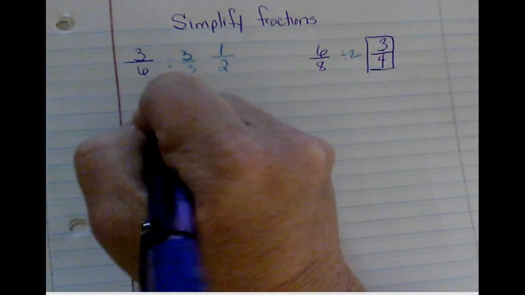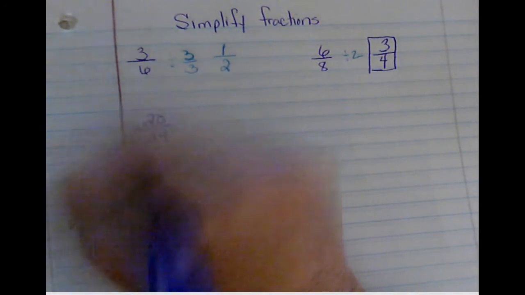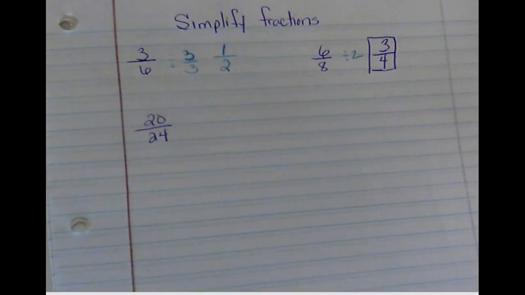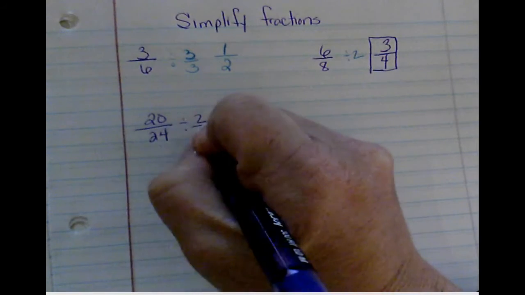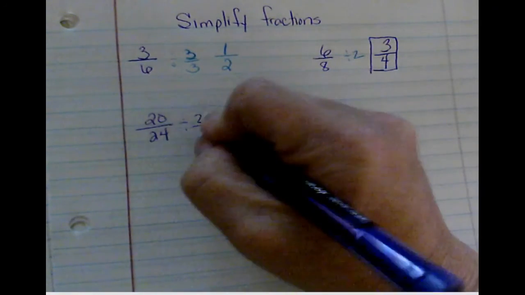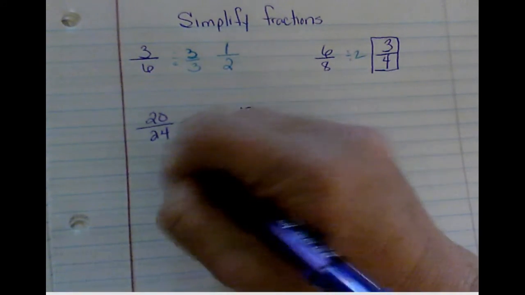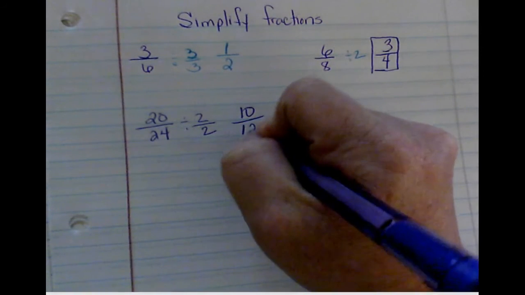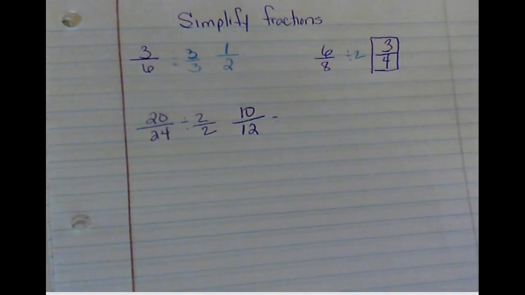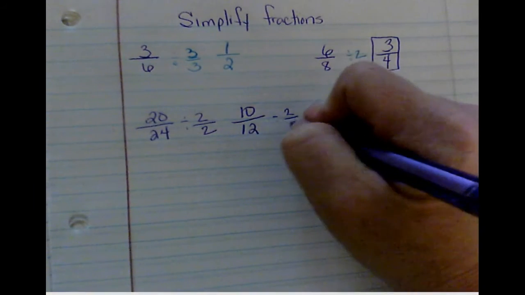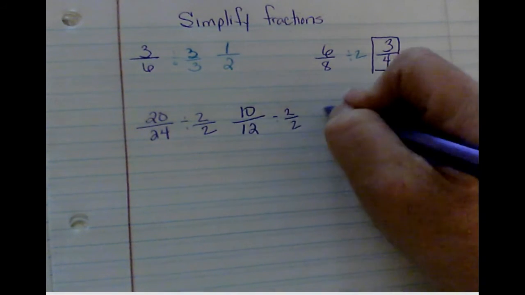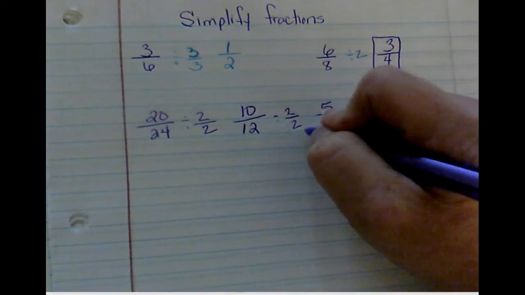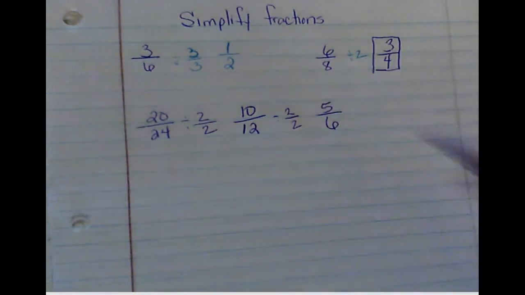If I look at 20 and 24, those are both even numbers too, so I know I can divide by 2. 20 divided by 2 is 10. 24 divided by 2 is 12. But now I can still divide by 2. I can still simplify more. If I divide by 2 again, 10 divided by 2 is 5. 12 divided by 2 is 6.